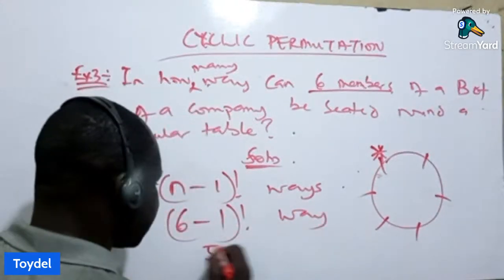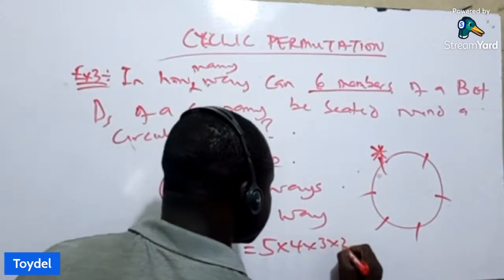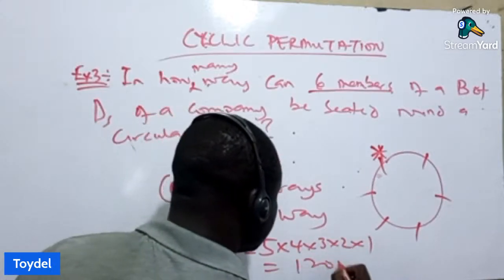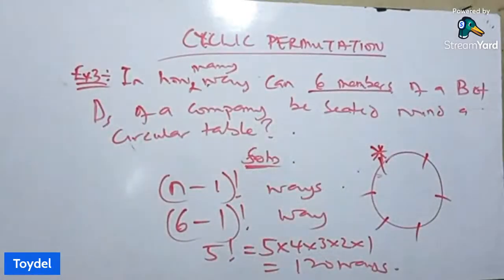Then what is 6 minus 1? That is 5 factorial. And what is 5 factorial? 5 times 4 times 3 times 2 times 1. And that will be 120 ways. So the number of arrangements will actually be 120 ways in this case.